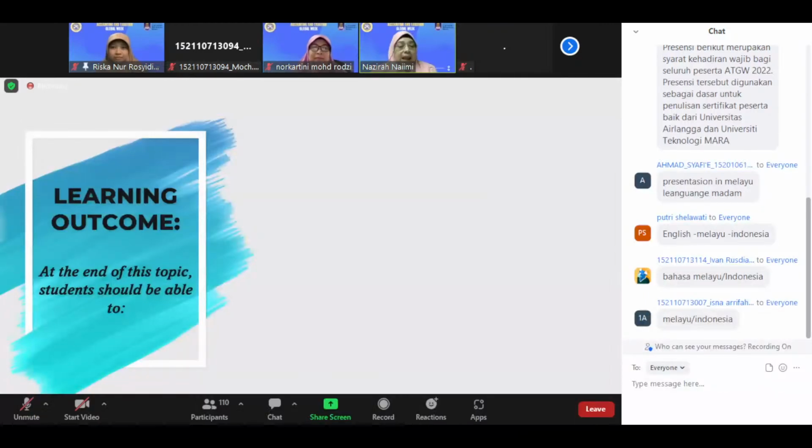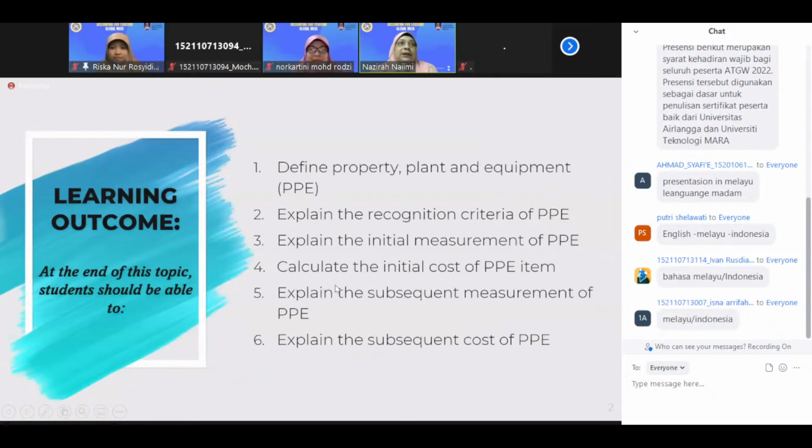Okay, at the end, after I've explained to you, this will be the learning outcome. We'll go into define property, plant, equipment, explain recognition criteria, explain the initial measurement, calculate the initial cost of a PPE item, explain the subsequent measurement of the PPE, explain the subsequent cost.